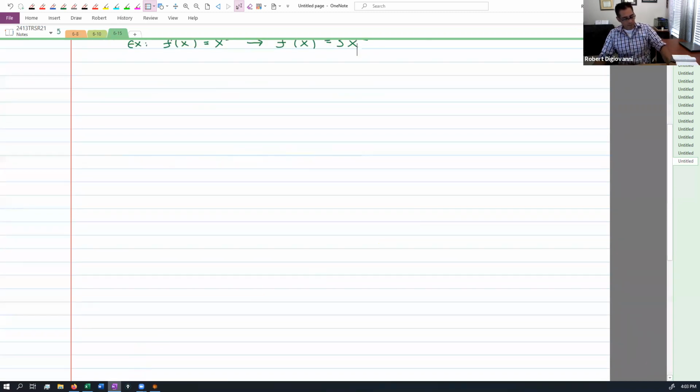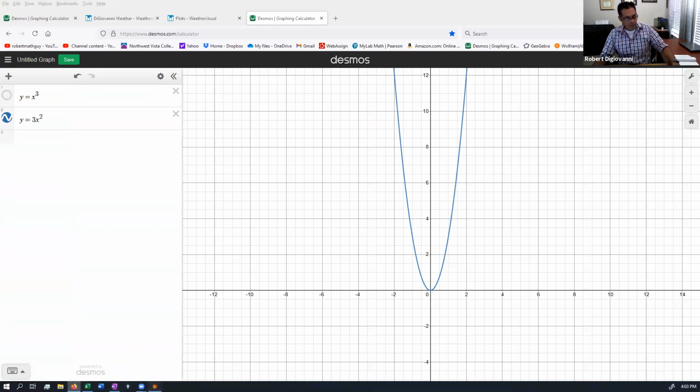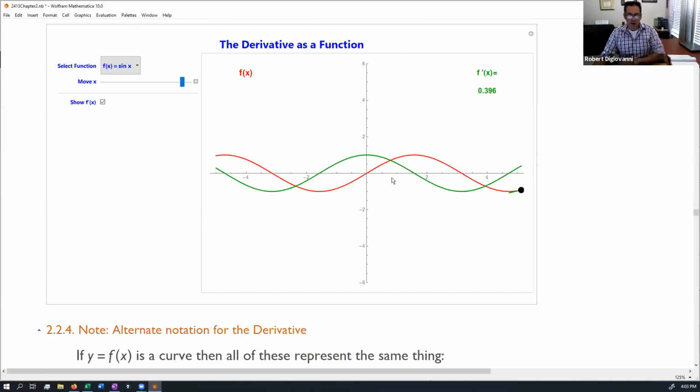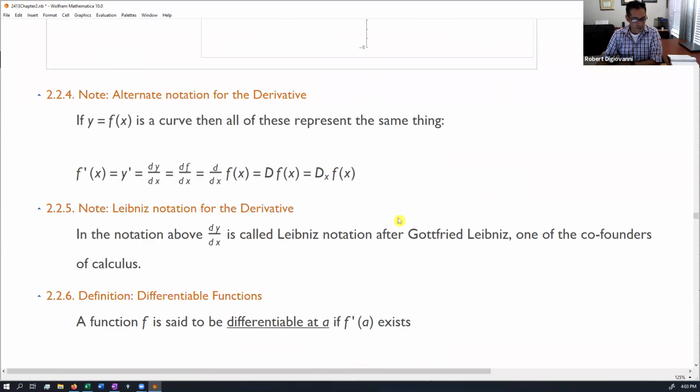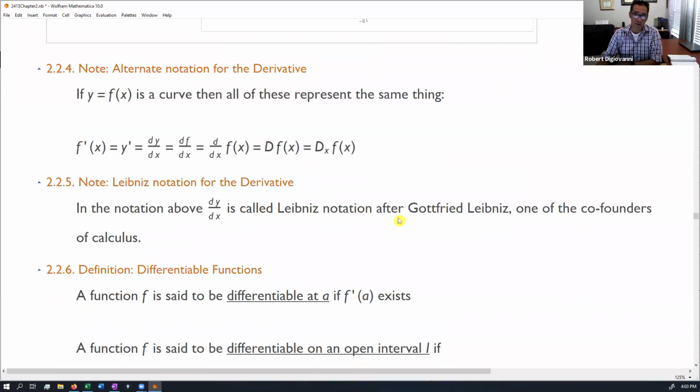All right. Now, when this class first started, I think I mentioned to you that there were two men who came up with calculus, Newton and Leibniz. They did it independently of one another, and because of that, they used different notations, but they both came up with this idea of the derivative. And so because of that, we have several different types of notation to represent the derivative.